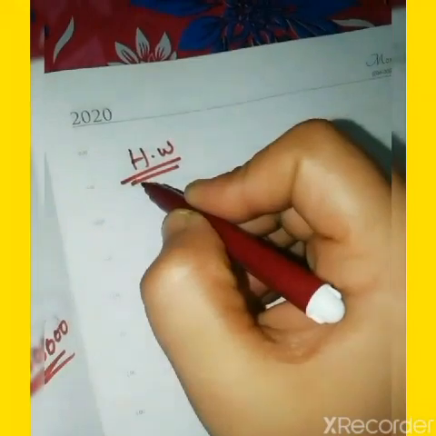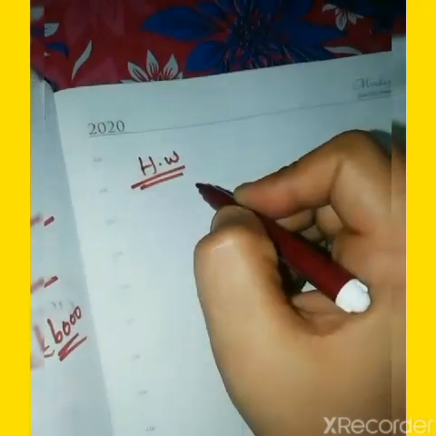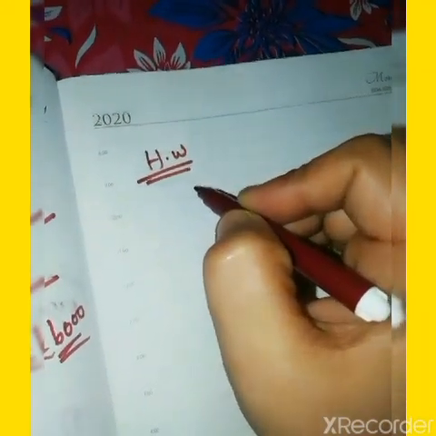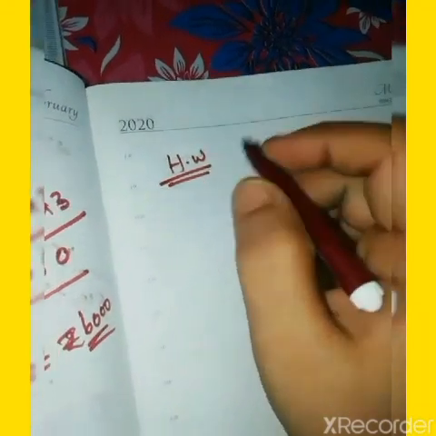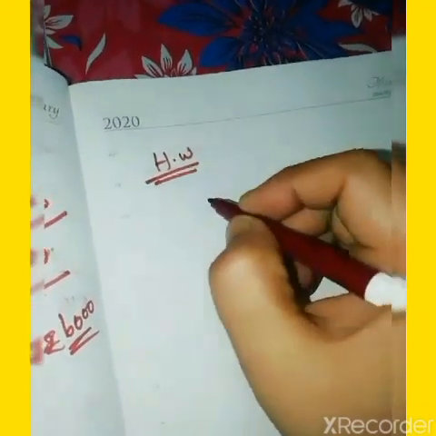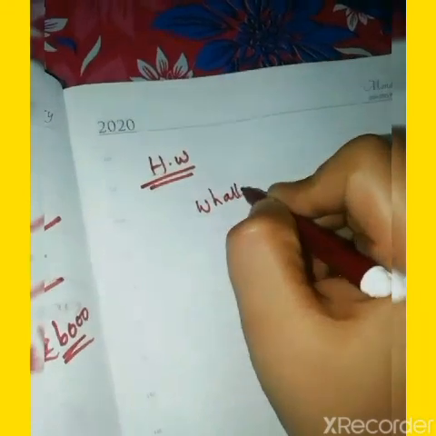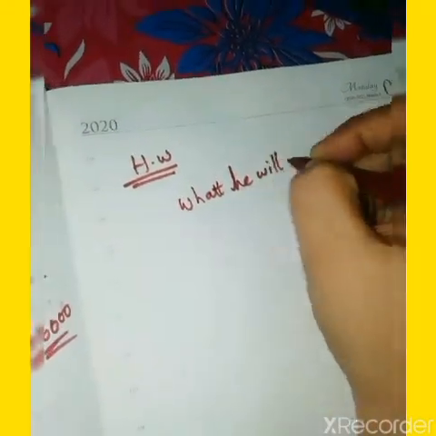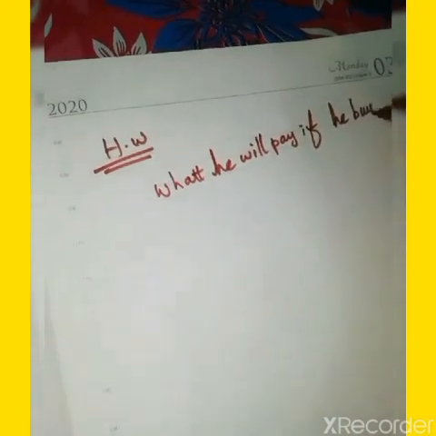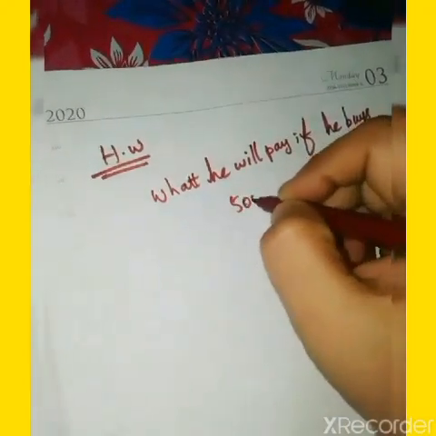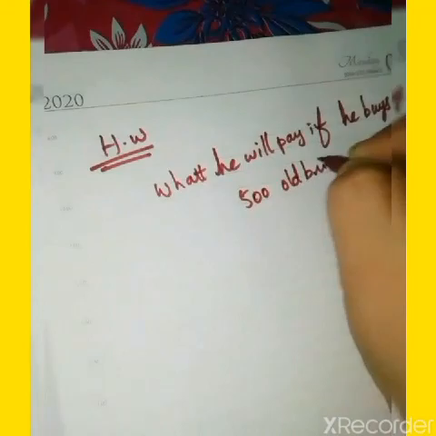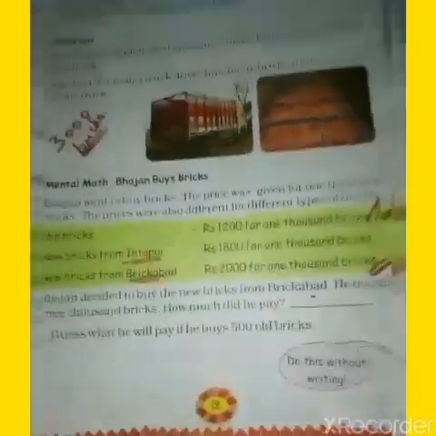So now this is the end of the session. So I give one sum for your homework based on the previous problem. What will he pay if he buys 500 old bricks? So you just guess out this sum.